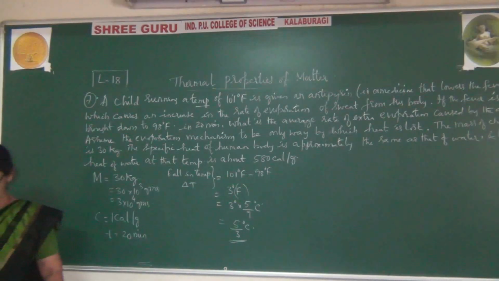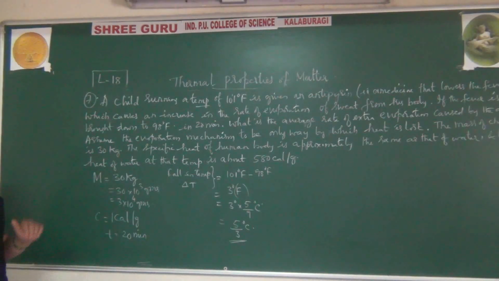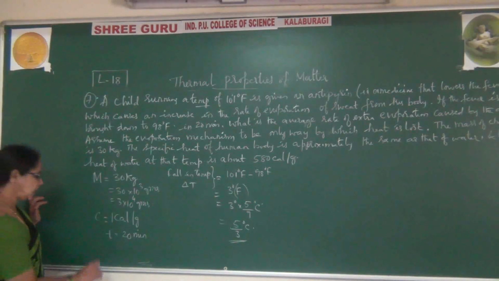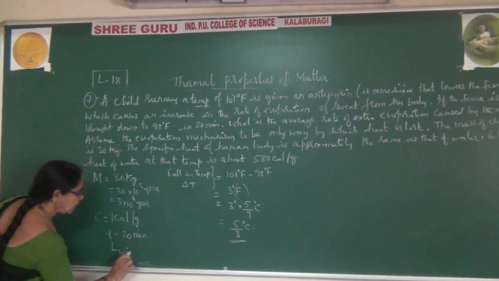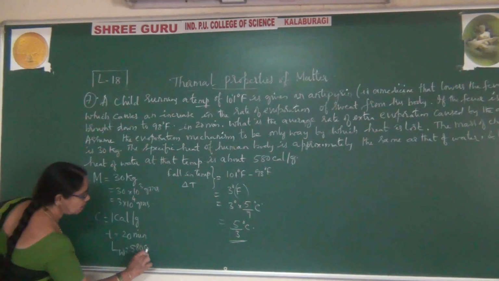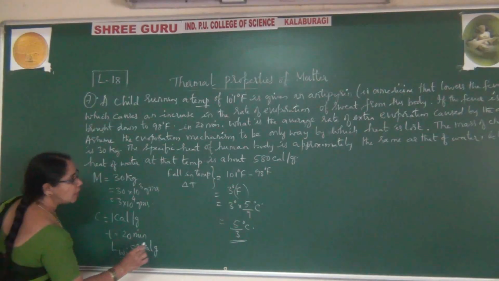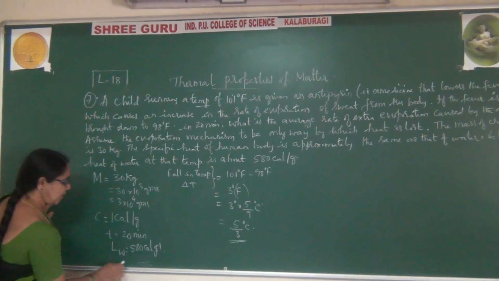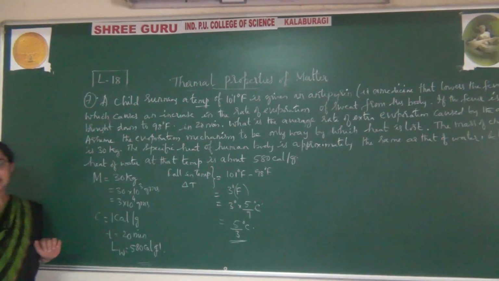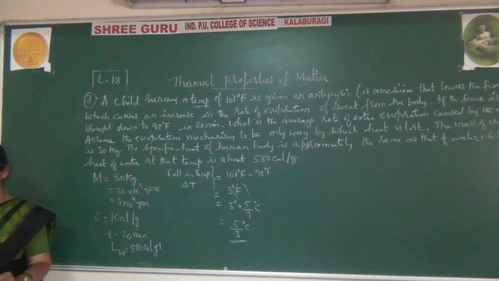20 minutes. One more point they have given, the latent heat of water, that is nothing but 580 calorie per gram. Calorie per gram, this they have given here. Let me keep it as it is. So these are the data they have given.